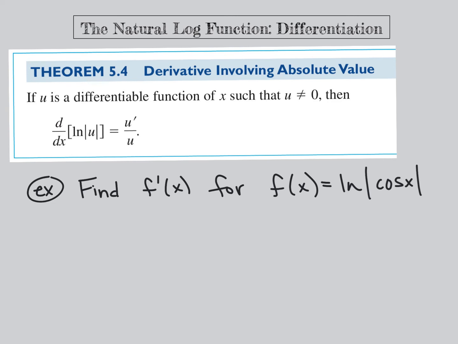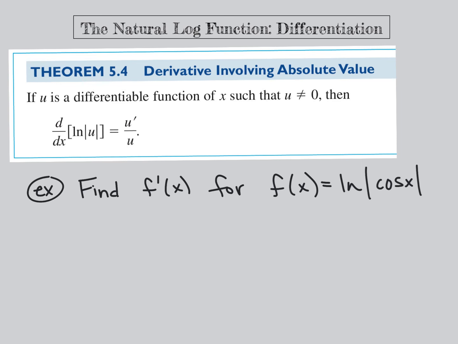What about natural log functions that have an absolute value? Well, it's the same idea. If we have the derivative of the natural log of the absolute value of u, we are still doing the same thing: u prime divided by u. So the derivative of what's on the inside divided by what was originally on the inside of the natural log function. In this example, our u value is the cosine of x, and therefore our u prime would be negative the sine of x.